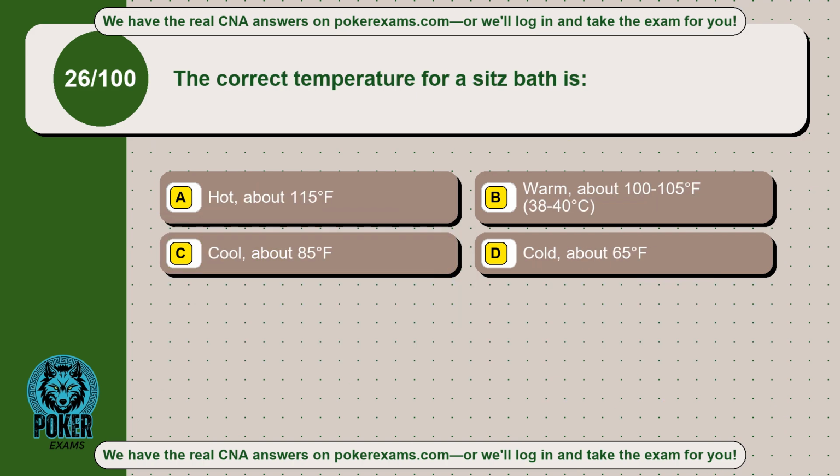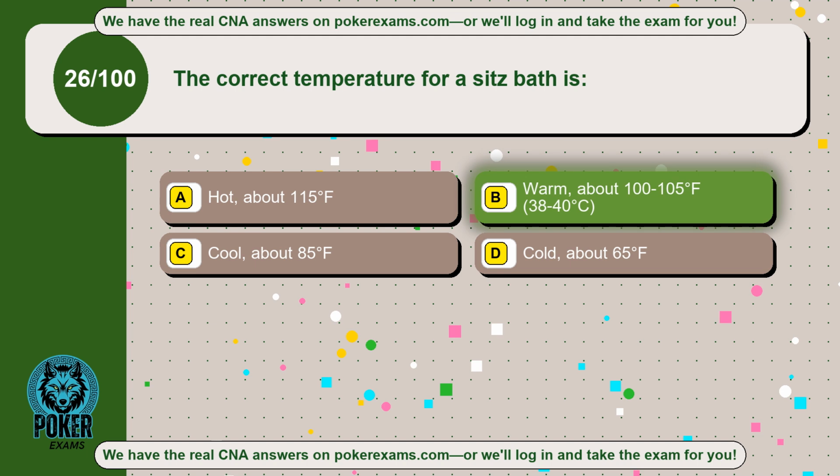Question 26. The correct temperature for a sitz bath is: Option A, hot, about 115 degrees Fahrenheit. Option B, warm, about 100 to 105 degrees Fahrenheit, 38 to 40 degrees Celsius. Option C, cool, about 85 degrees Fahrenheit. Option D, cold, about 65 degrees Fahrenheit.